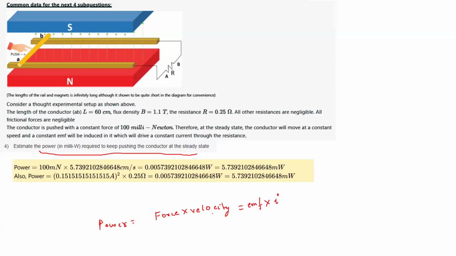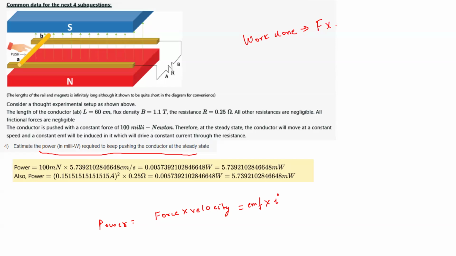So how is force into velocity the power? You know what work done is when you move something across some distance by using some force.